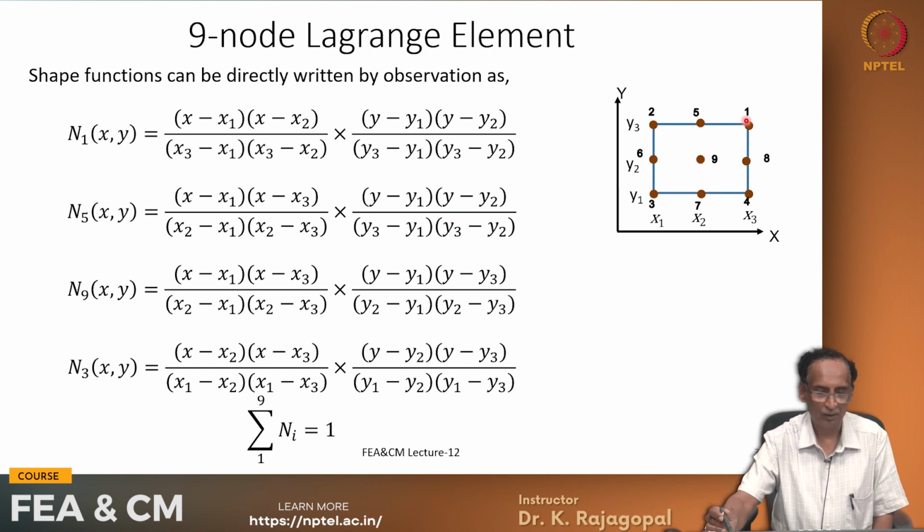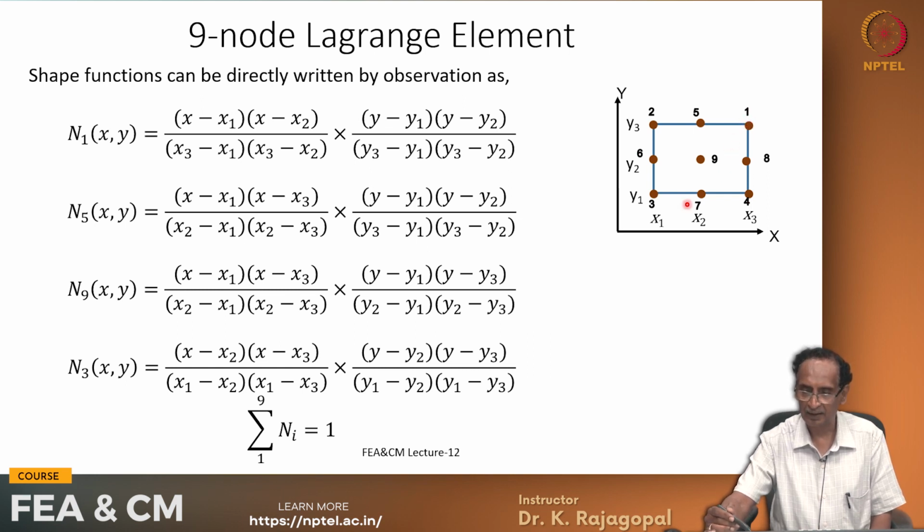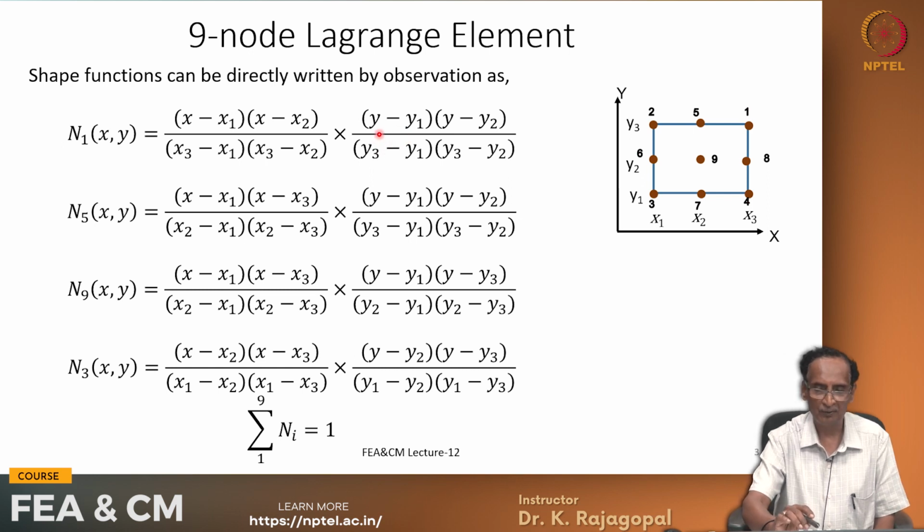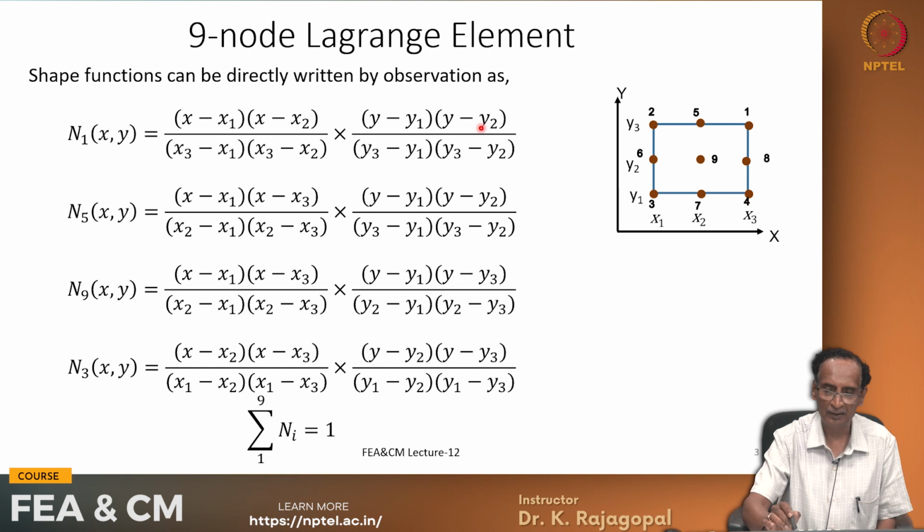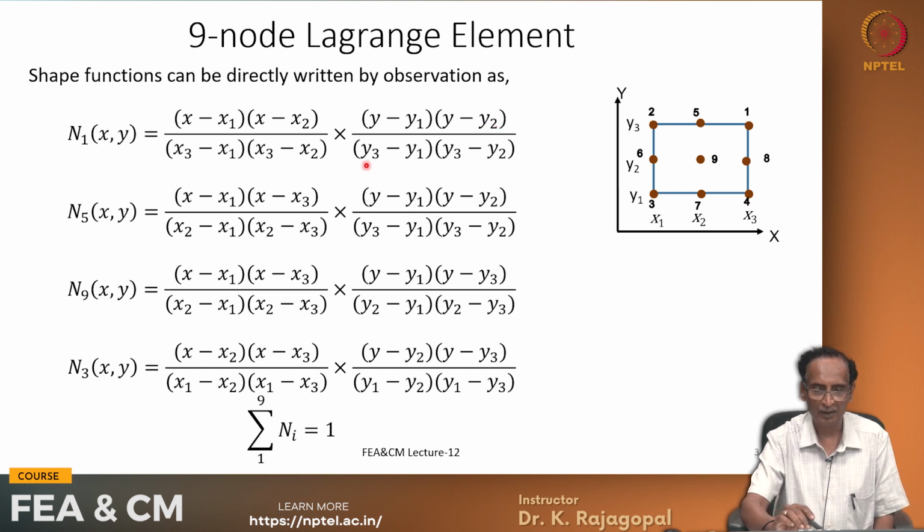So, at node 1, N 1 of x will be x minus x 1 times x minus x 2 divided by x 3 minus x 1 and x 3 minus x 2. Okay. Because the coordinate value at node 1 is x 3 in the x direction and y 3 in the y direction. So, in the y direction your shape function will be y minus y 1 multiplied by y minus y 2 divided by y 3 minus y 1, y 3 minus y 2 and so on.